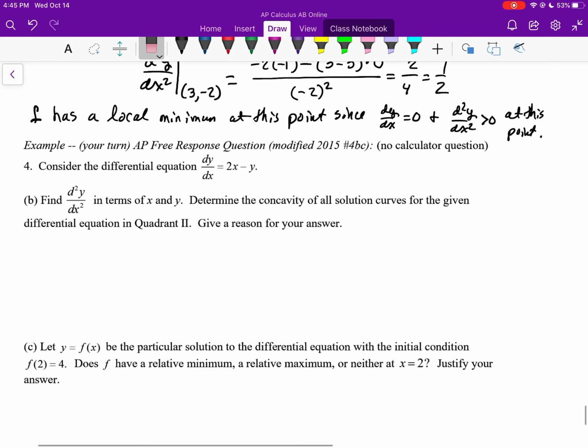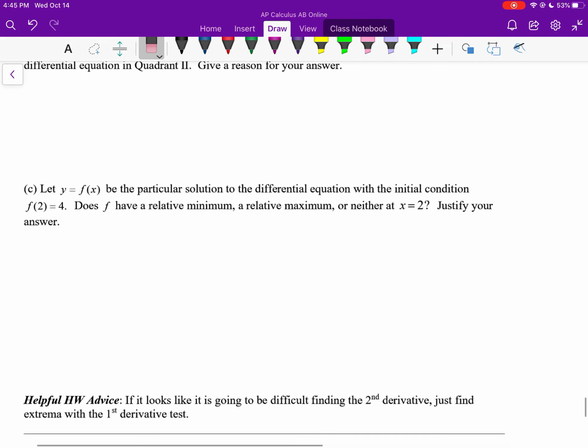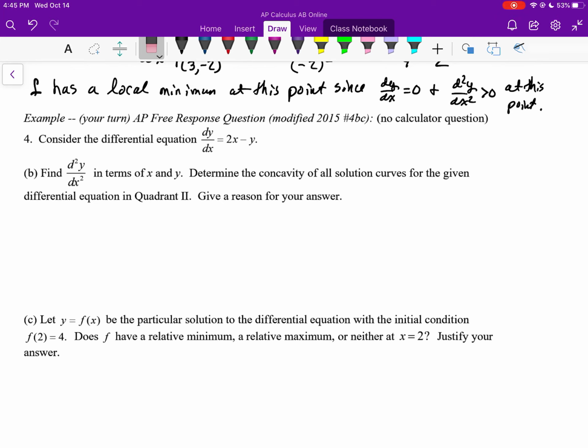The next one, this one's your guys' turn. This comes from 2015. It was question 4, parts B and C. Give this one a shot, and then we'll go through it.